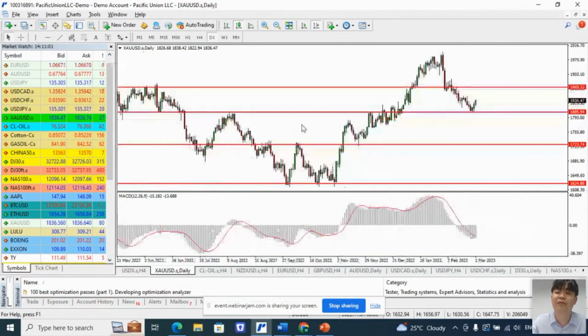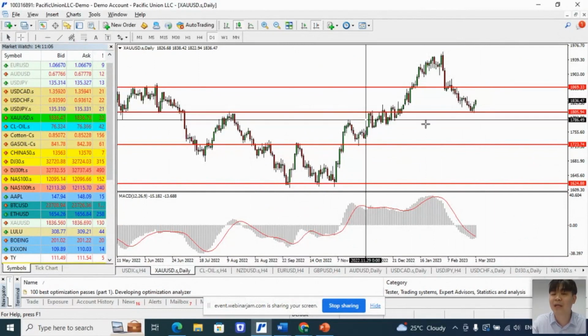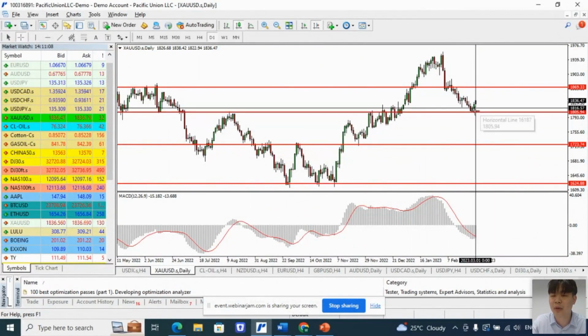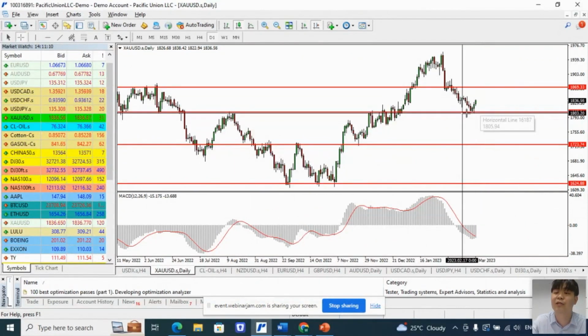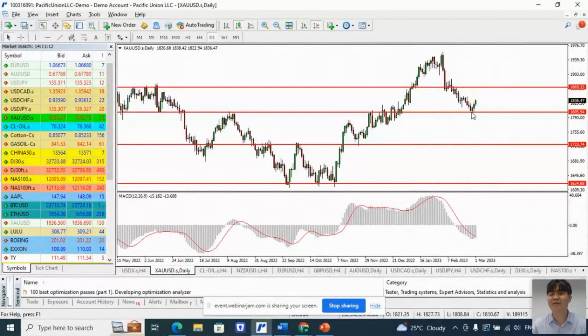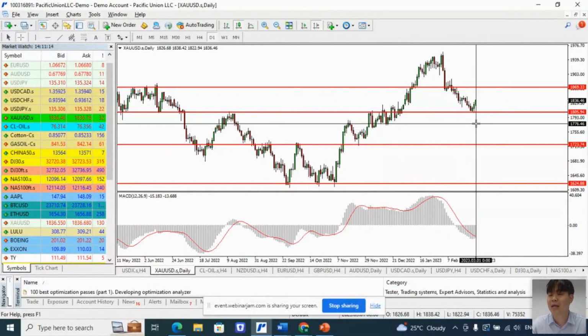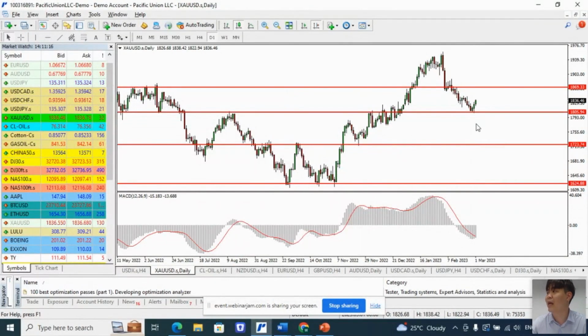So now we can assume if it fails to break out below this support level, there will be a chance for the gold price to rebound, because this is considered a strong support level. But you need to understand that after it successfully breaks below, there will be a chance for the products to drop a lot in the future. Yeah, this is the gold chart just for your information.